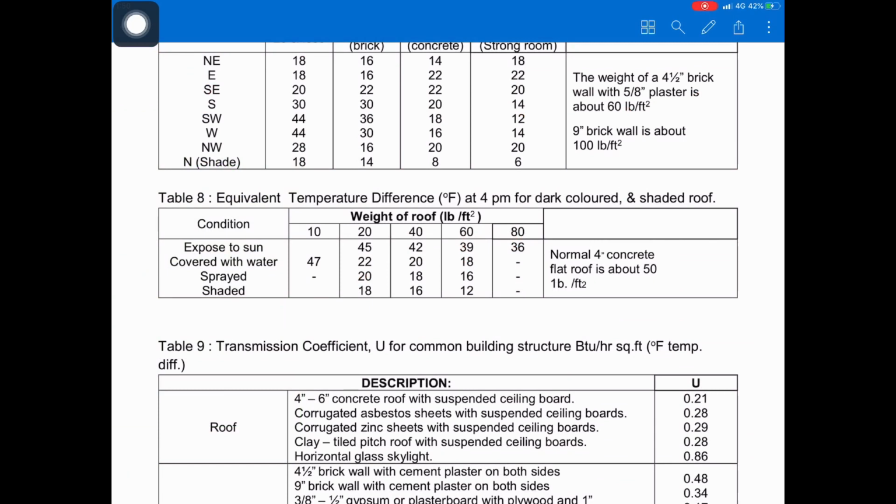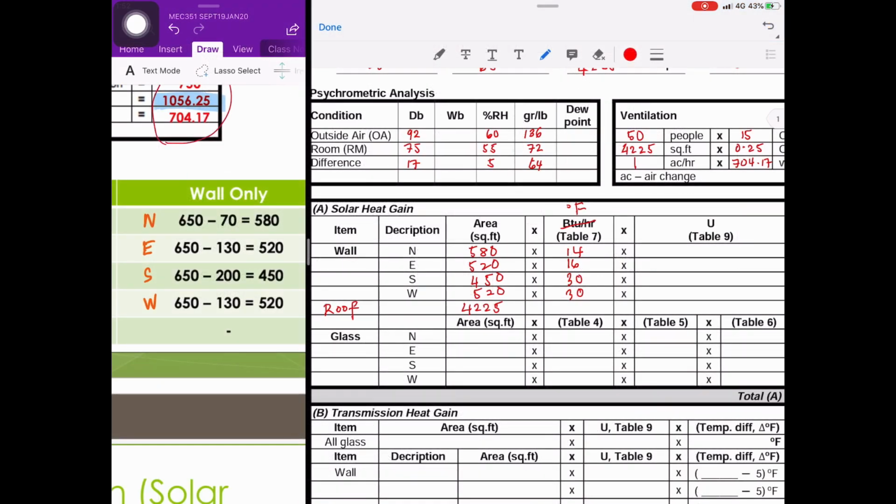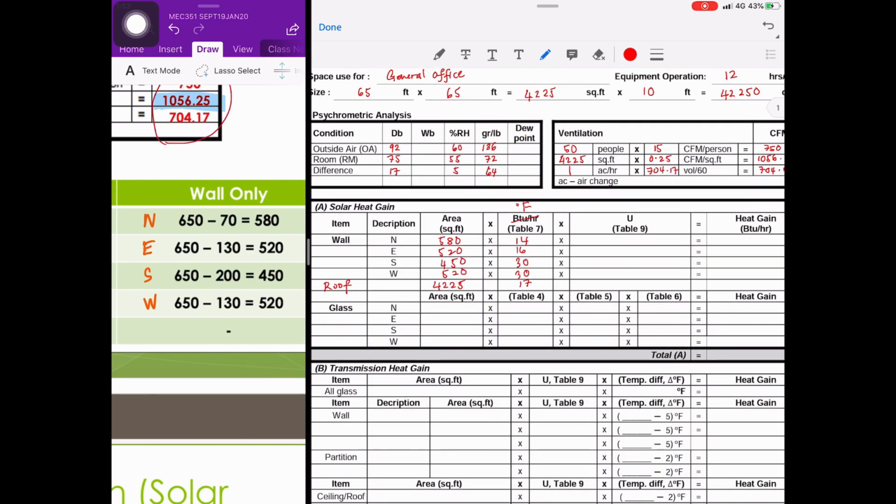For the roof, actually we are going to refer to table 8. However, we don't have much information, so then we can select the specific width for that particular roof type. So we cannot use this table 8 in our analysis right now, but instead we are going to take the value of drive up temperature difference, which is 17 degrees Fahrenheit. Now we are going to refer to table 9 for the heat transfer coefficient.